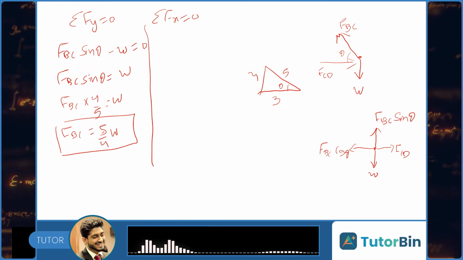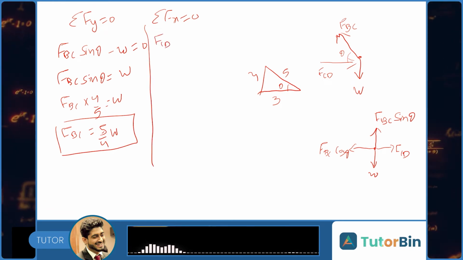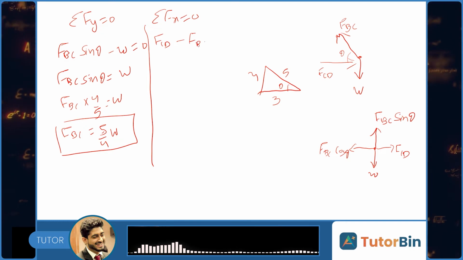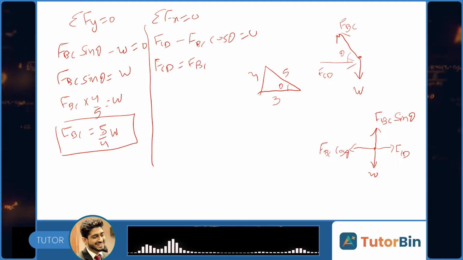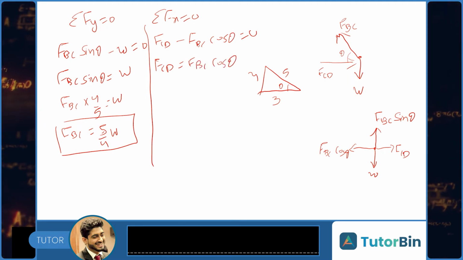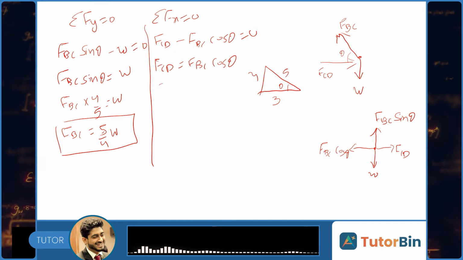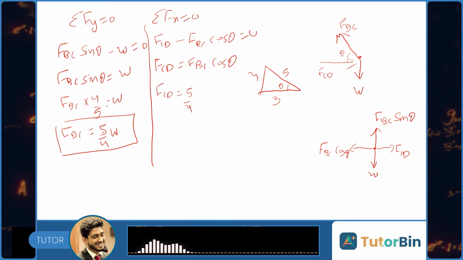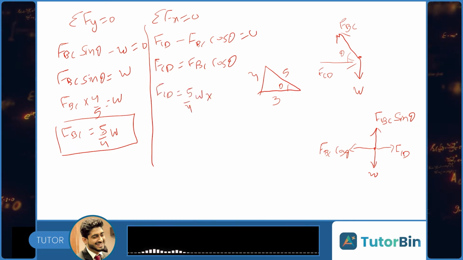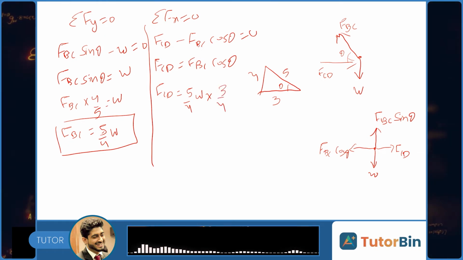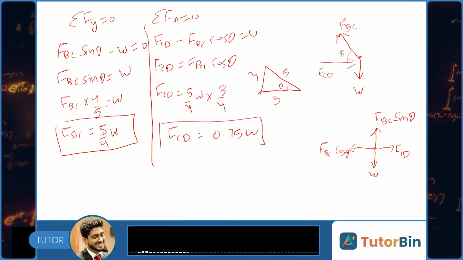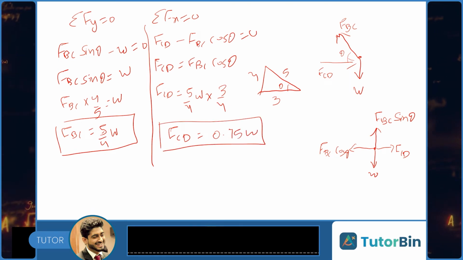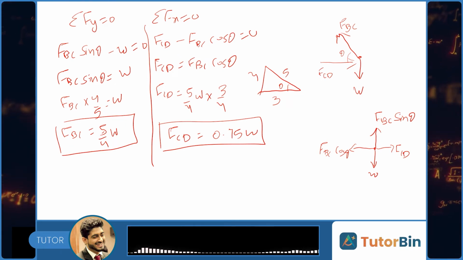And summation Fx equals to 0, that is FCD minus FBC cos theta equals to 0. That is FCD equals to FBC cos theta. Here cos theta will be 3 by 5. So FCD equals to FBC, that is 5 by 4 of W, multiplied by cos theta, that is 3 by 5. So FCD is 0.75 W. So we calculated these forces by method of joints. Let's take another example for method of sections.